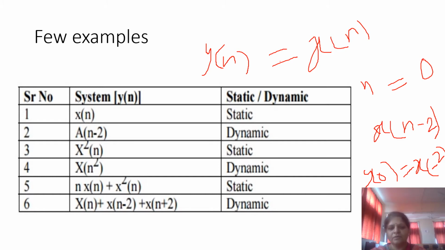So here also, whatever is a present value, only you will obtain as a y of n. So that's why it is static. Here, suppose n is 2, I will require to have y of 2, I will require x of 4. So this is a dynamic system. Similarly, this is static and this is a dynamic system because I have combinations of present, the past and future values. So this is the requirement of the system. That's why it's called as a dynamic system.